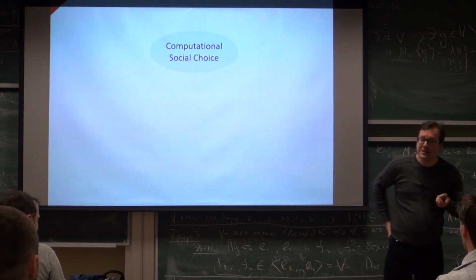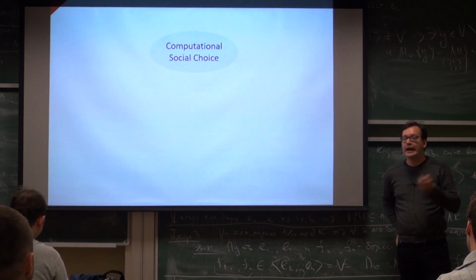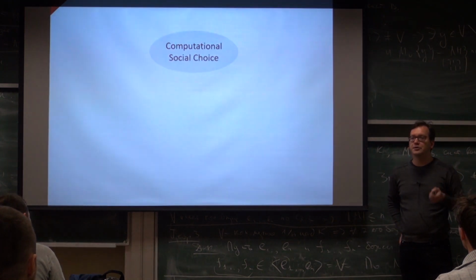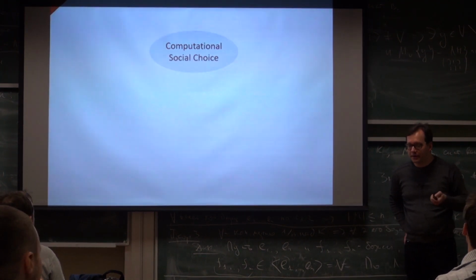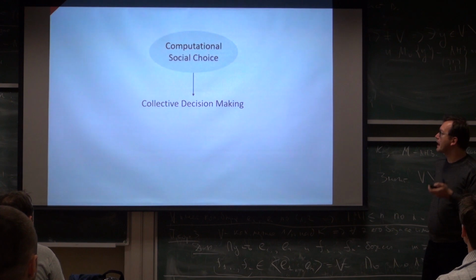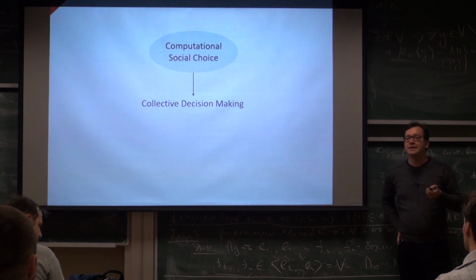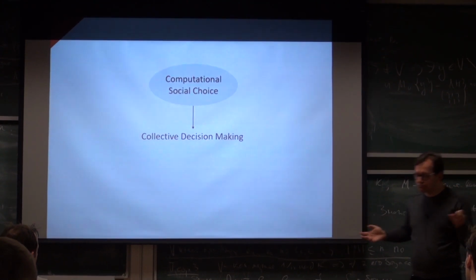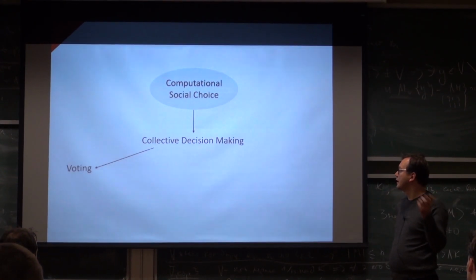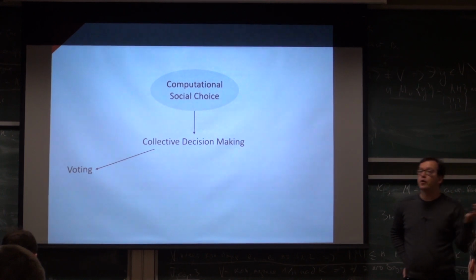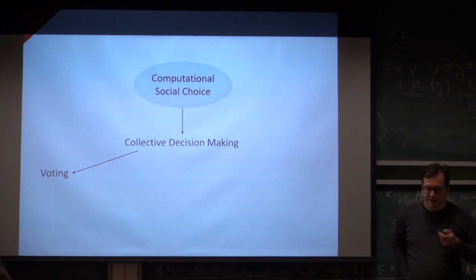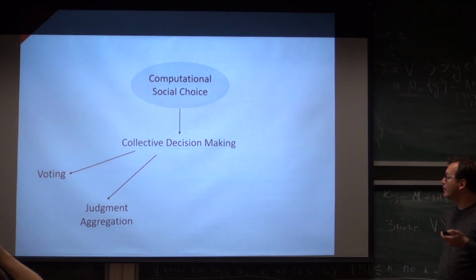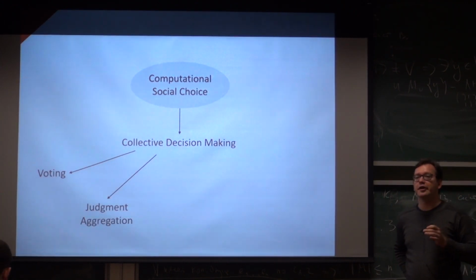Okay, so first, what is computational social choice? It's a relatively large field and relatively young. The earliest papers on this topic started in the late 80s, early 90s. Essentially, it's about collective decision making. A group wants to make a decision together, somehow taking all preferences into account, and it incorporates voting. So this is essentially the focus of this 5-lecture course. But there are also things like judgment aggregation.